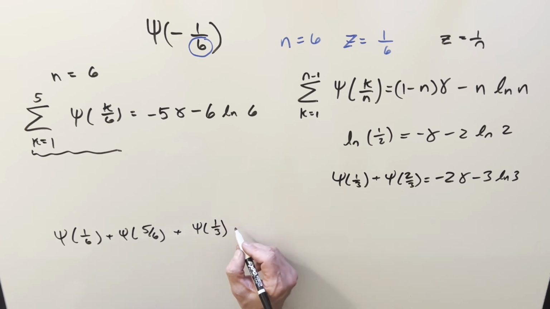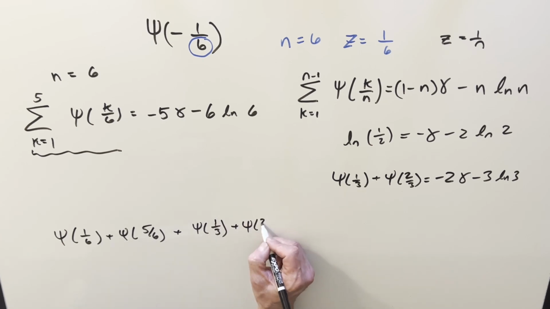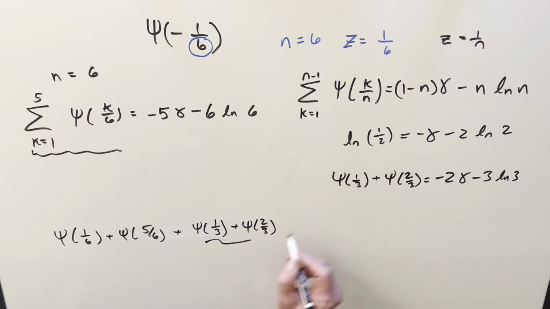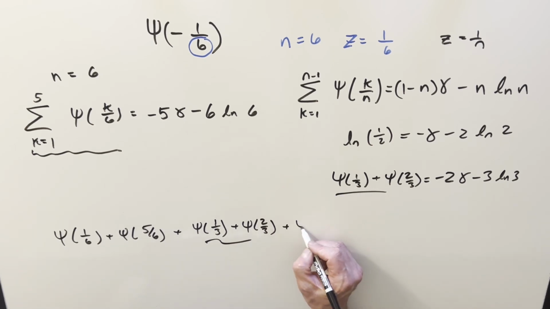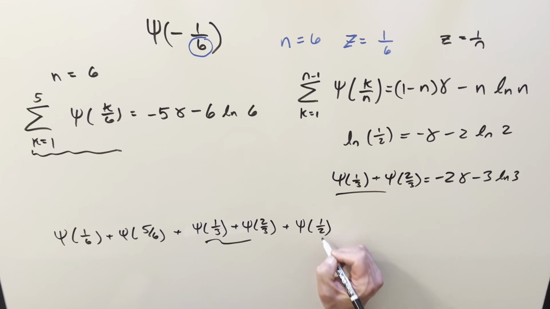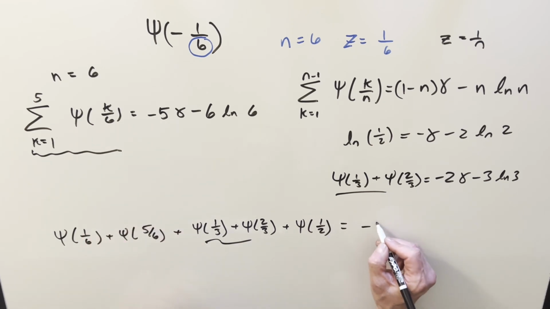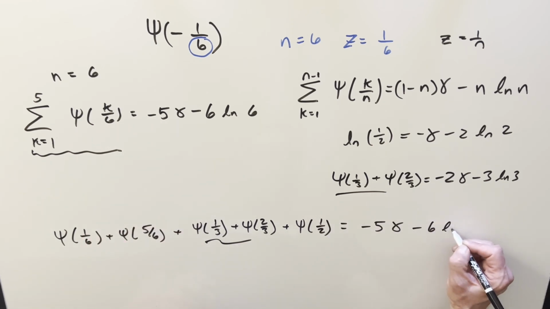Digamma 4 over 6 is digamma 2 over 3. I group it this way so I can use this over here. And then the middle term, digamma 3 over 6, is just digamma 1/2. And so this is all this right here, minus 5 times the constant minus 6 ln 6.